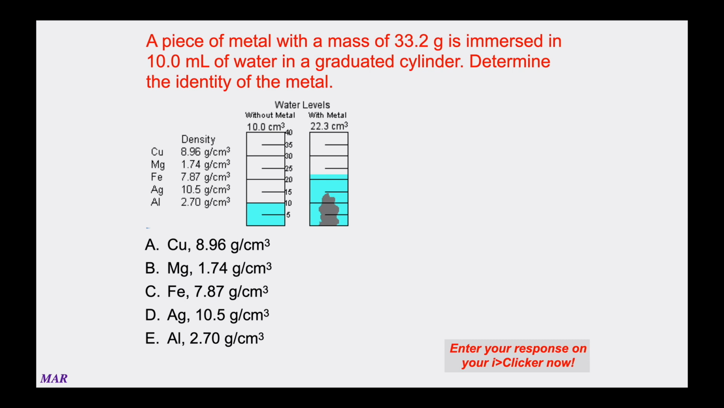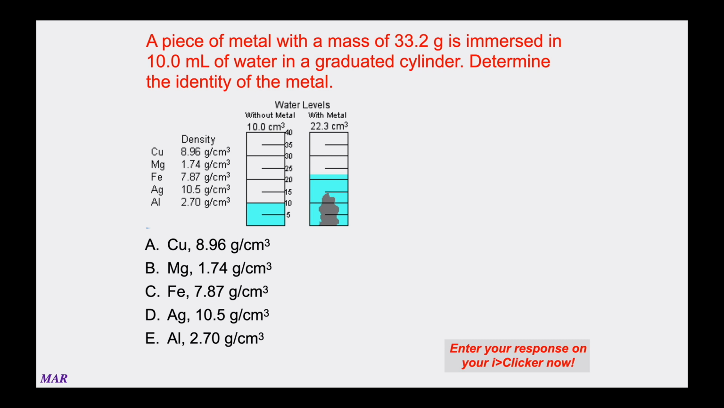So you can see the water started at 10.0, it went up to 22.3. So 22.3 minus 10, or about 12.3 centimeters cubed, that's going to be the volume. That's going to go in the bottom of your calculation. And in the top part, you want to put the mass of the metal that caused that volume displacement. That's the 33.2 gram number.